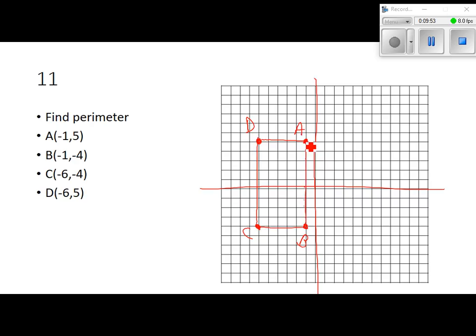You're trying to find the perimeter, so what you're going to have to do, count the length of this side, count the length of this side, count the length of this side, count the length of this side, this whole thing down through here, and then you're gonna add up all of those numbers, and that's gonna give you the perimeter.